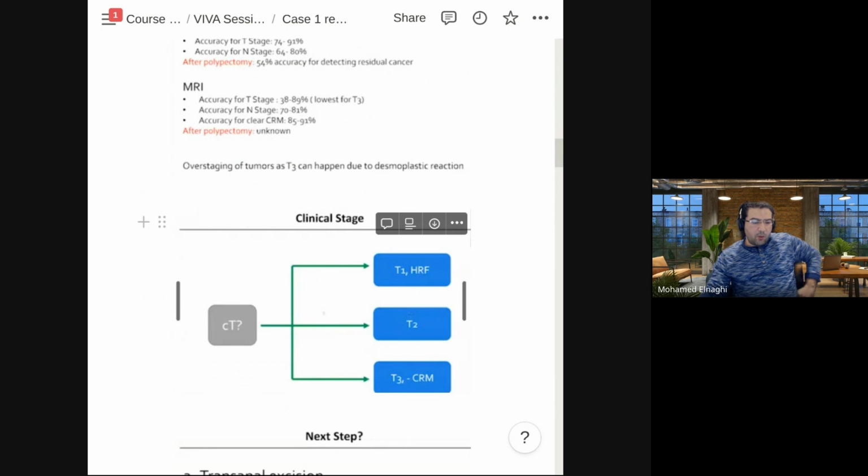Okay, so what are your thoughts now? What is the next step? This is all the information that you have. You've done clinical staging. You think it may be a T1 or T2 tumor, CRM negative. There are no metastases, and you have a 51-year-old female in front of you. What are you going to discuss with this patient, and what are your options?